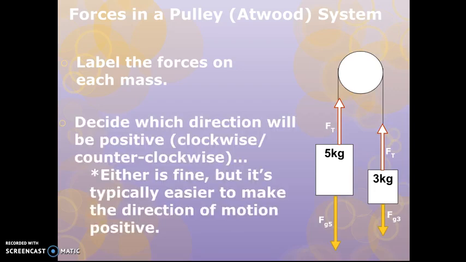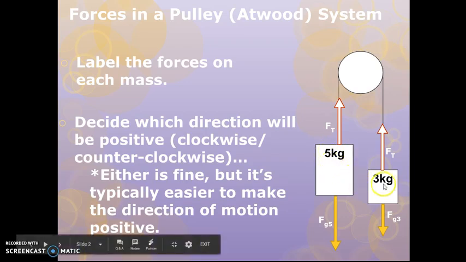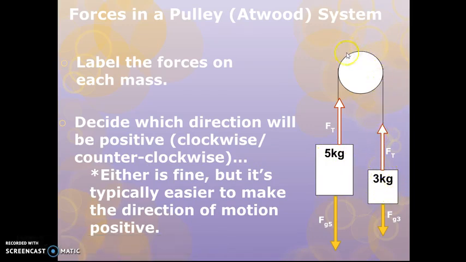Next, you have to decide which way you want to make positive. We're not always going to make up positive and down negative now. We want to think about how this system is going to move. By looking at this system, I know that 5 kilograms has more mass than 3 kilograms. So overall, this 5 kilogram mass is going to move downward, and the 3 kilogram mass is going to move upward. We're going to define our directions as either clockwise or counterclockwise. In this case, since the 5 kilogram mass is going down and the 3 kilogram mass is going up, I'm going to call counterclockwise the positive direction.